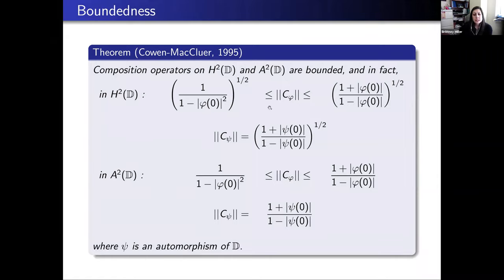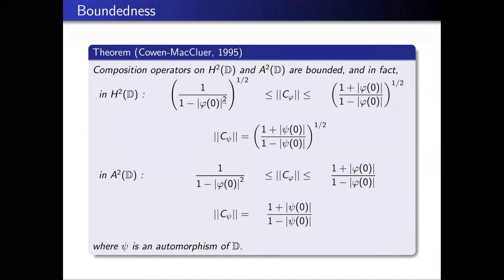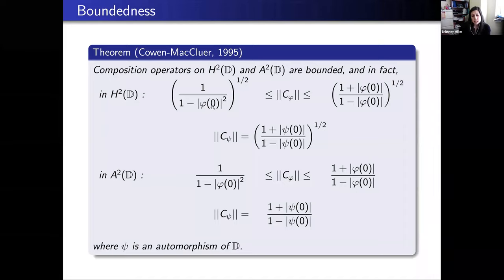We can see them here. Again, they look very similar because of how their norms are related. The bounds for the norm of C phi on H2 are the square roots of the bounds of C phi on A2. But even a little more specific than that, this inequality holds for any composition operator, as long as phi is an analytic self-map of the disk.